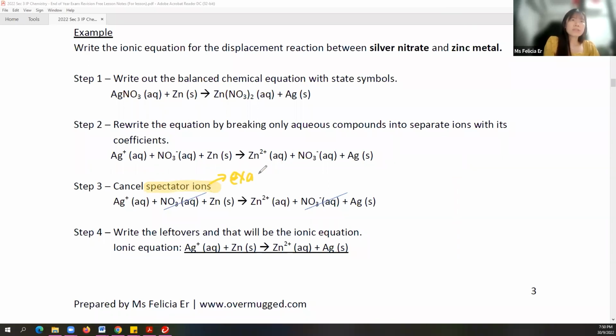Yep, so only those that are exactly the same, then you can cancel them. Then finally, what's the final answer for the ionic equation? You just copy down the remaining. Done. So that will be the answer.